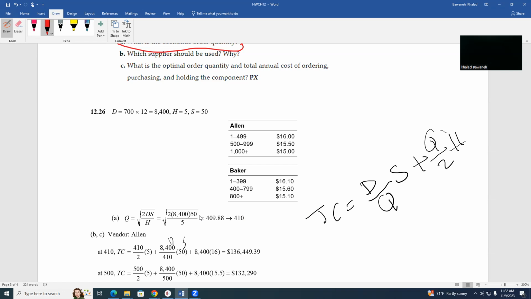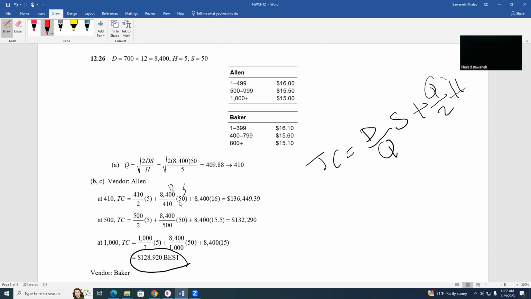Okay, so the answer here is 410. And for the second and third part, you need to find the total cost for each one. So let me go over 1 or 2 of them.